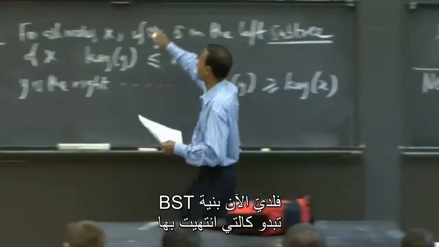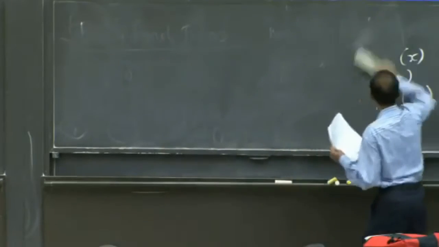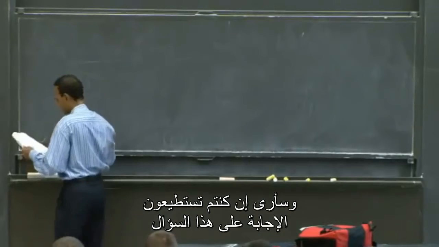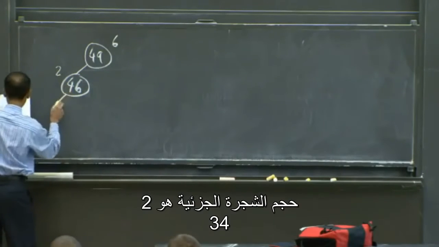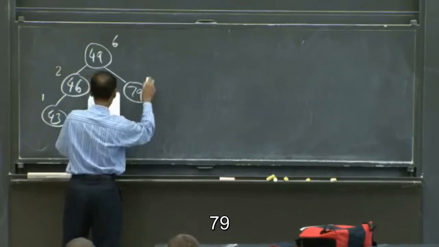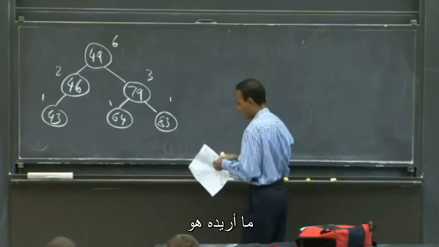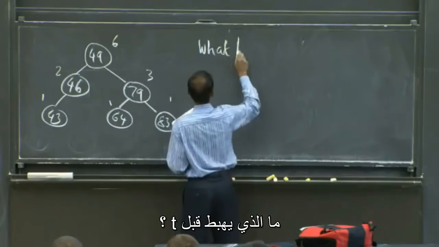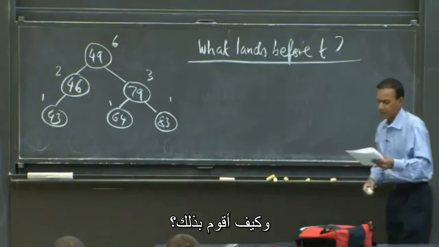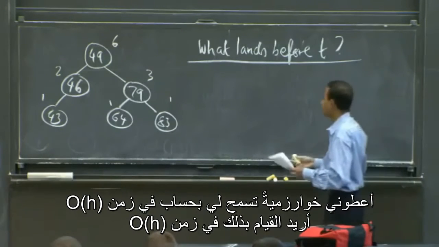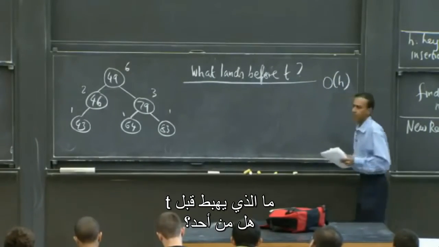So now I have a BST structure that looks like the one I just ended up with, okay? So I've added this 43, and so let me draw that out here and see if you can answer this question. This is a subtle question. So I got 49, and that subtree size is 6. I got 46, subtree size is 2, 43, 79, 64, and 83. Okay? So what I want is what lands before T. All right? And how do I do that? Give me an algorithm that would allow me to compute this in order H time. What lands before T? Someone?